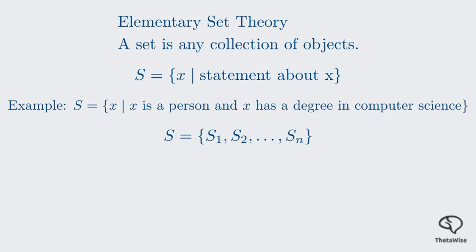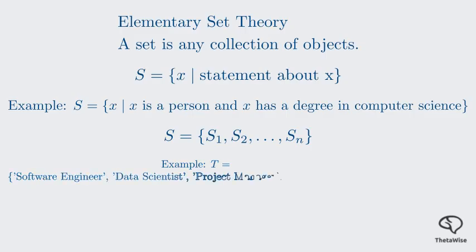For instance, let's say a company has a set of 5 specific job titles they need to fill. We could define a set T as the set containing software engineer, data scientist, project manager, UX designer, and marketing specialist. This set T lists the exact positions the company is hiring for. So to recap, a set is a collection of objects, and we can describe it either by a rule using set builder notation or by listing its elements.